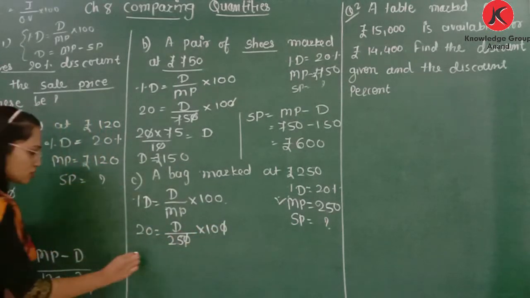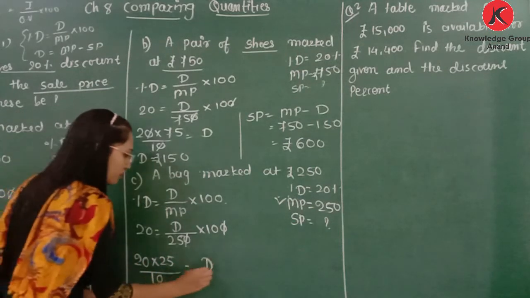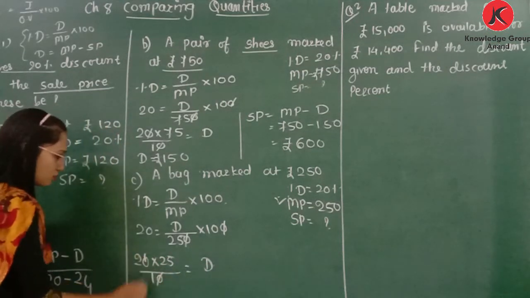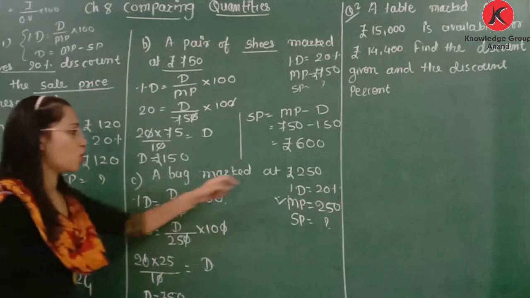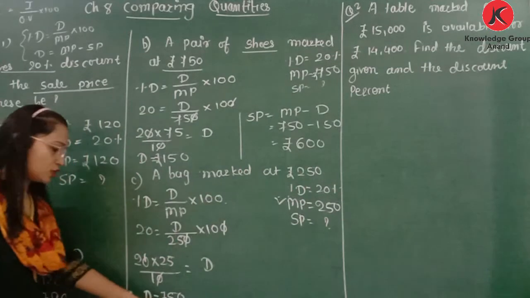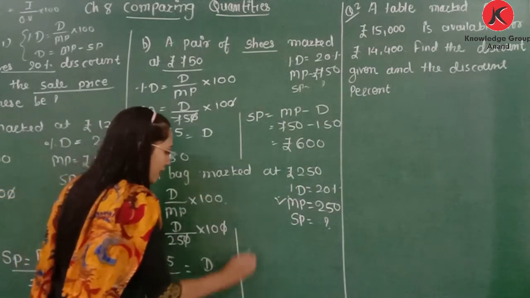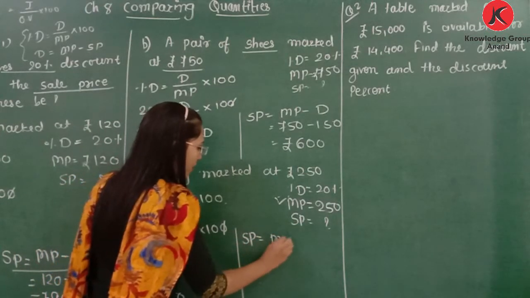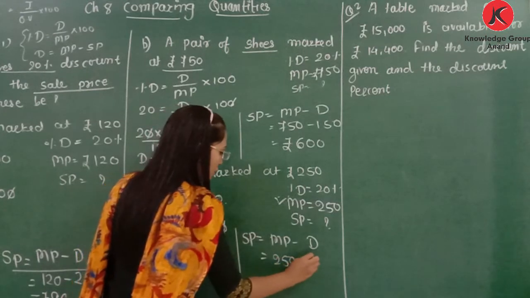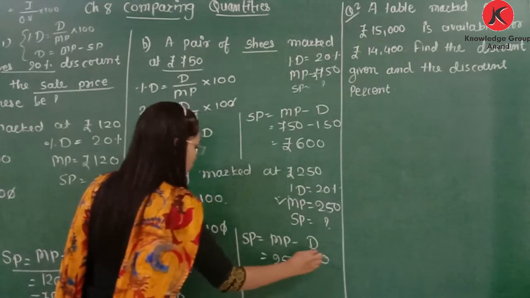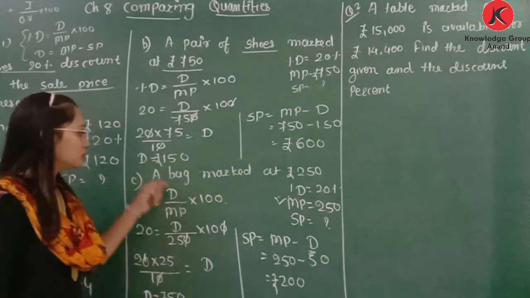25 is in multiplication, so 20 into 25 divided by 10 is equal to discount in rupees. 0 cancels, so discount is 50 rupees. It means on 250 rupees we need to pay 50 rupees less if there is a 20% discount. So we can find the selling price, mark price minus discount. Here we have mark price minus 50 rupees. We need to pay 50 rupees less, so it is 200 rupees that we need to pay for a bag.